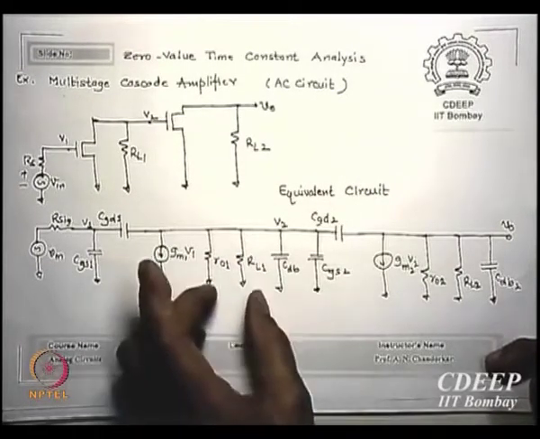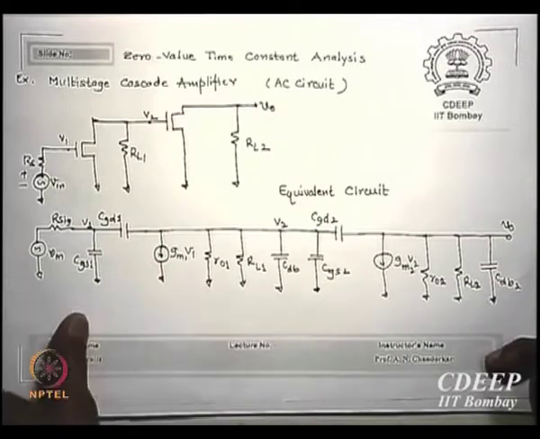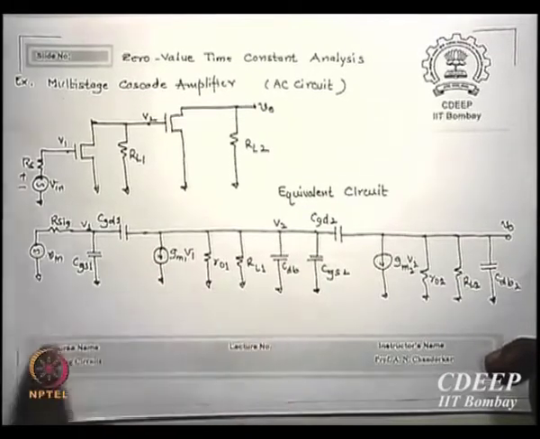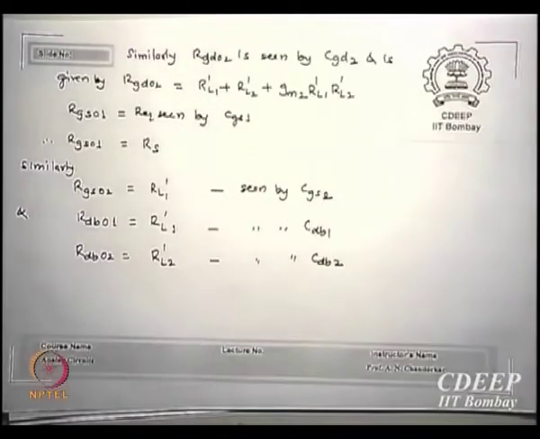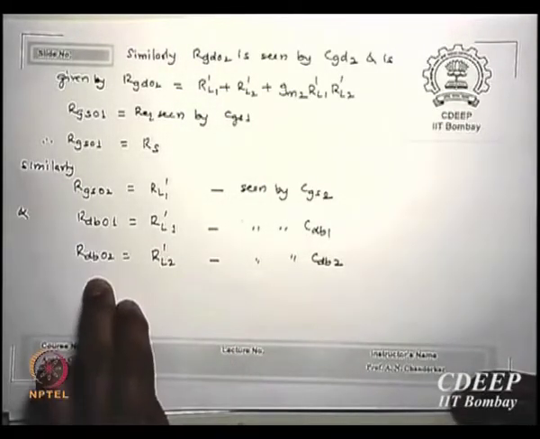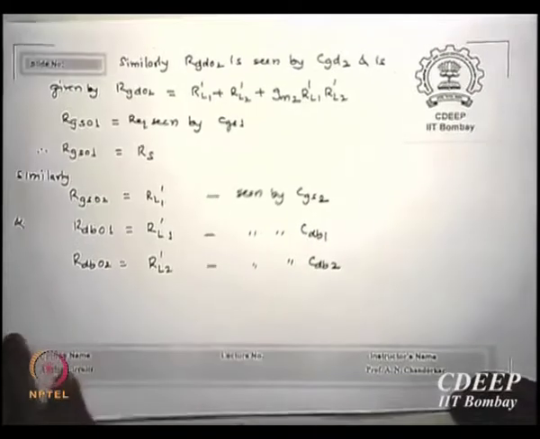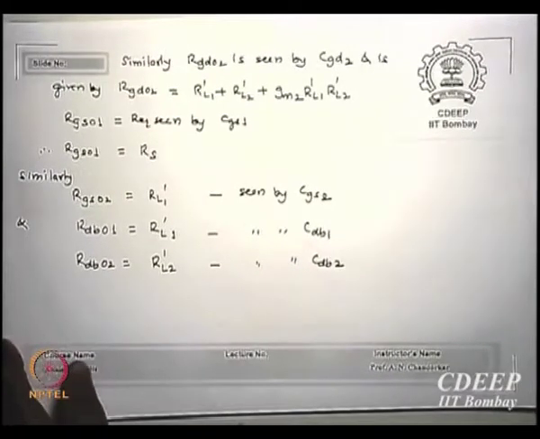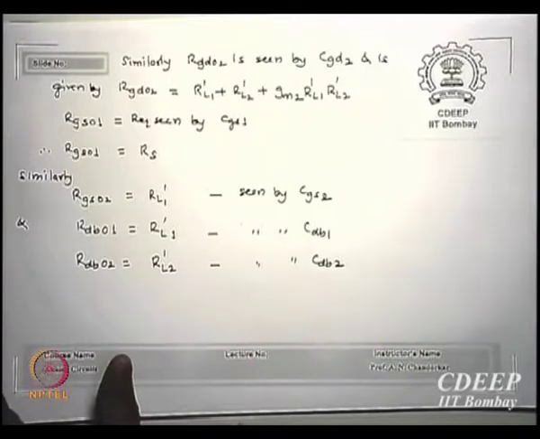So the only resistance seen is this much, RO parallel RL1. If I do that, RDBO1 is RL1 dash, and by the same argument RDBO2 is RL2 dash as seen by CDB2. So have I now calculated the equivalent resistance seen by all 6 capacitors? Is that okay? So what is the method I am suggesting?